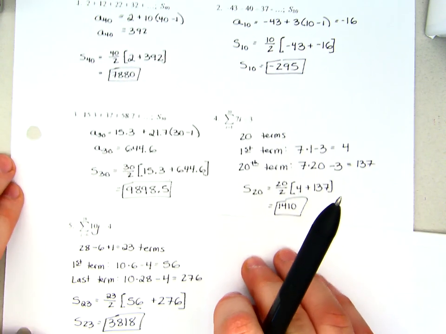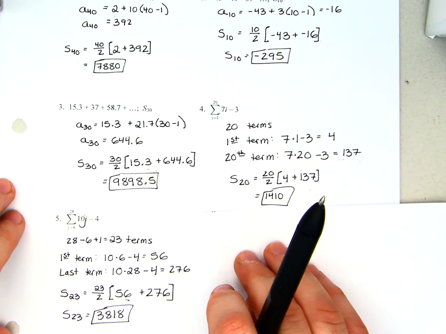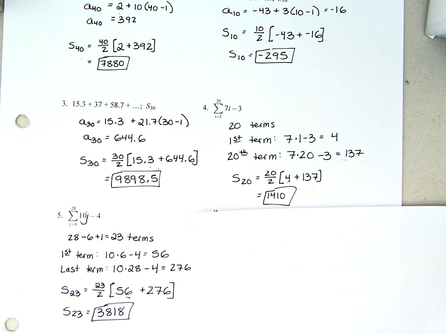Number 5. I guess I'm just going to show you my work for number 5 because I didn't think to pause the video here. Number 5, there are 23 terms. Top minus bottom, 28 minus 6 plus 1 is 23 terms. The first term, you're going to plug in not 1, but rather plug in your lower limit of 6. 10 times 6 minus 4 is 56. Your last term, 10 times 28 minus 4 is 276. The sum of your 23 terms, 23 divided by 2. First term is 56 plus last term 276. Your formula will give you 3,818.